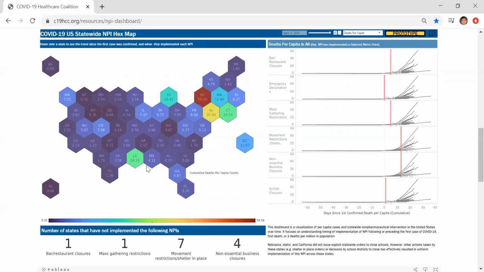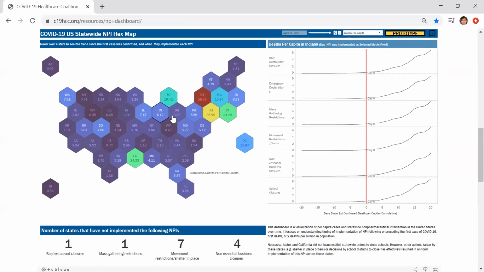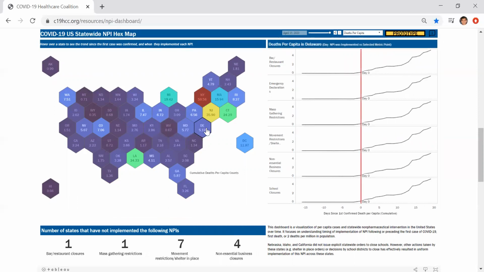Other states in the South, such as Georgia and Mississippi, states in the West, such as Colorado and Nevada, in the Midwest, Illinois and Indiana, and the Mid-Atlantic, Pennsylvania, Maryland, and Delaware, are also showing signs of increased COVID-19 disease.